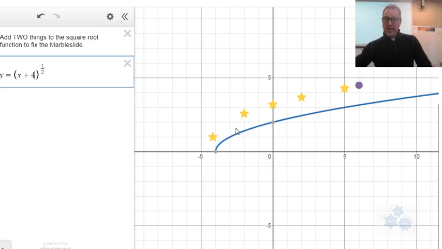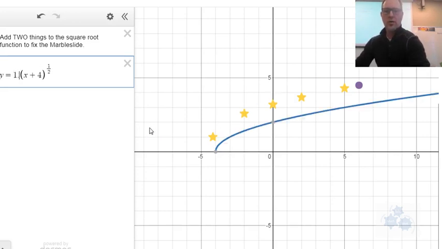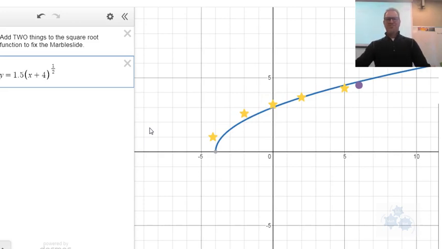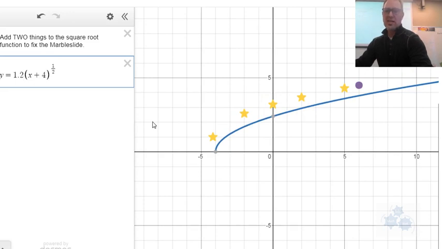Now, clearly, this is not quite the same shape as these stars show here. So I'm going to try and stretch it up. So what number should I change to stretch it up vertically? The A value. So that's in front. So let's make that, well, what about 2? Too much. So what about 1.5? Still too much. What about 1.2? That's looking better.